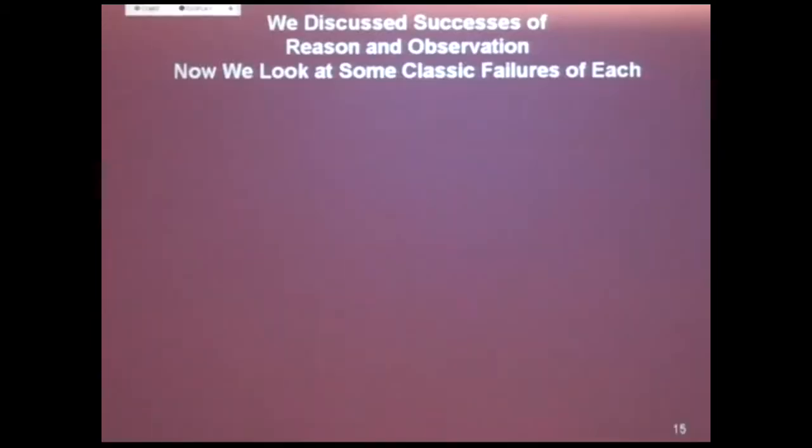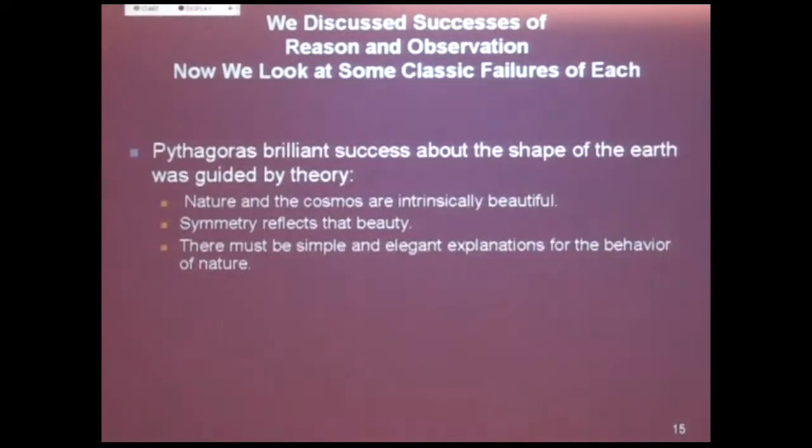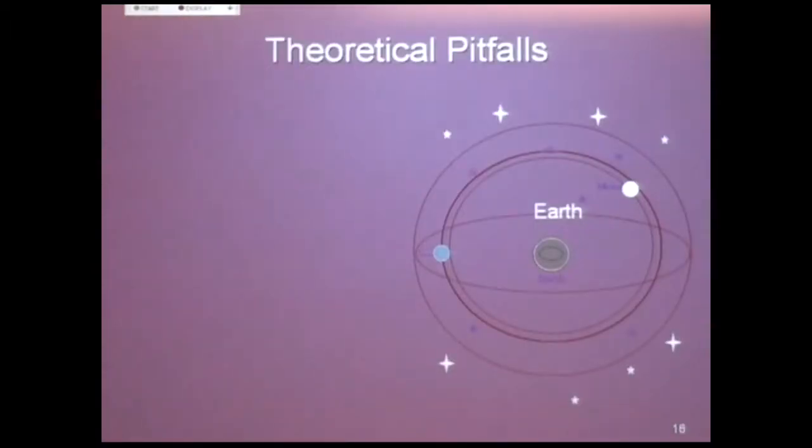Okay. So far we discussed how reason is so successful in figuring out how nature behaves, and we discussed how observation is so successful. So now I'm going to turn things around and show you how reason is a failure, and how observation also can be a failure. All right. So we all know about Pythagoras' brilliant success in figuring out the shape of the earth and the shape of the universe, because he was guided by his higher mind, his inner mind, that the cosmos must be beautiful, and that beauty is reflected in its symmetry, and because of that he chose the earth to be a sphere.